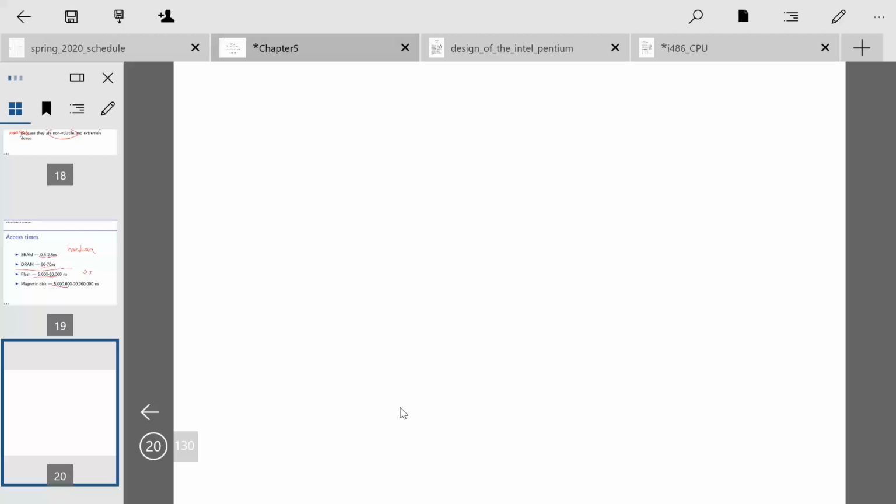Okay, whoops, I dropped my digitized pen here. I have to crawl under the desk to get it.